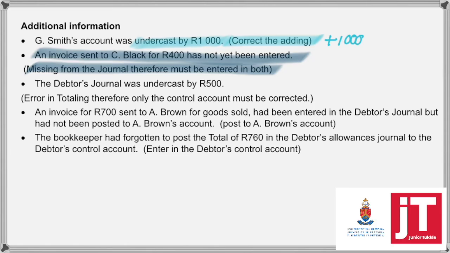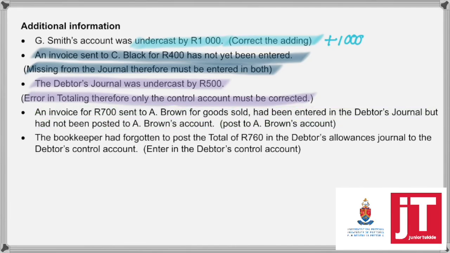The debtor's journal was undercast by 500 Rand. So because the journal total was wrong, the error was totaling, therefore you'll only fix the control account. Undercast means you're going to have to add 500 Rand into the control account.